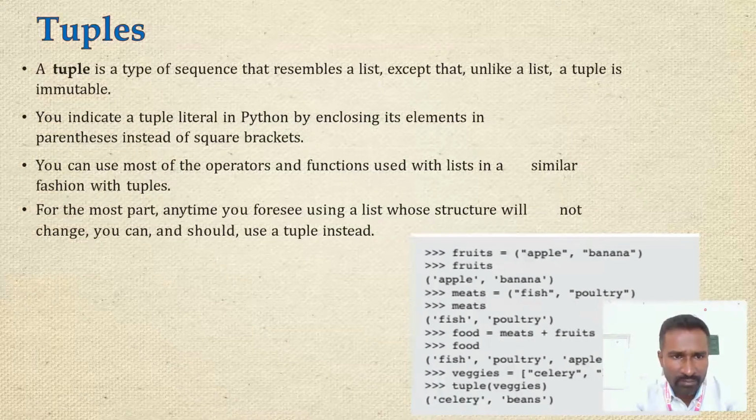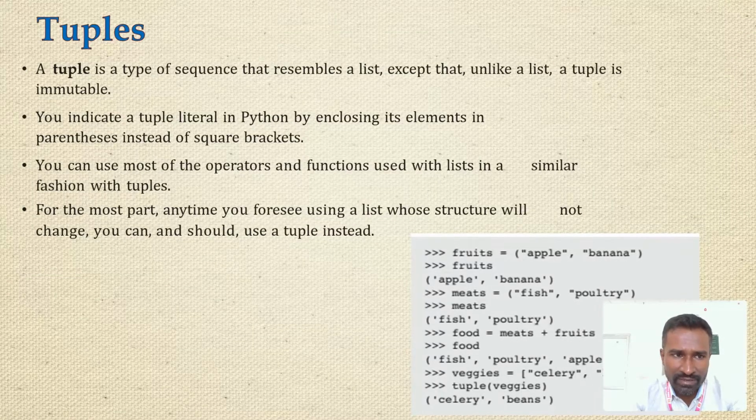You can indicate a tuple literally in Python by enclosing its elements in parentheses instead of square brackets. Square brackets are used for list, and in tuple we use parentheses. Most of the operators and functions used with the list work in a similar fashion with tuples. Everything is the same, but it is an immutable one.